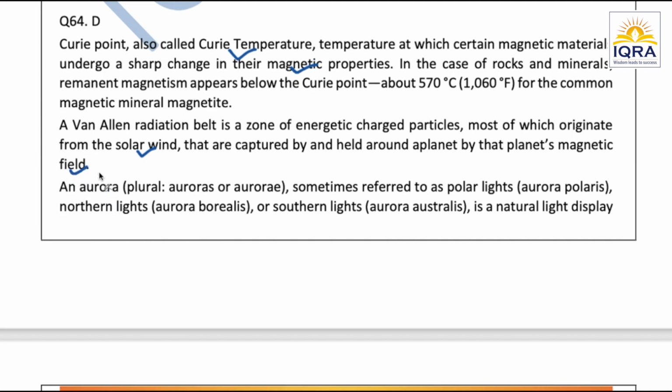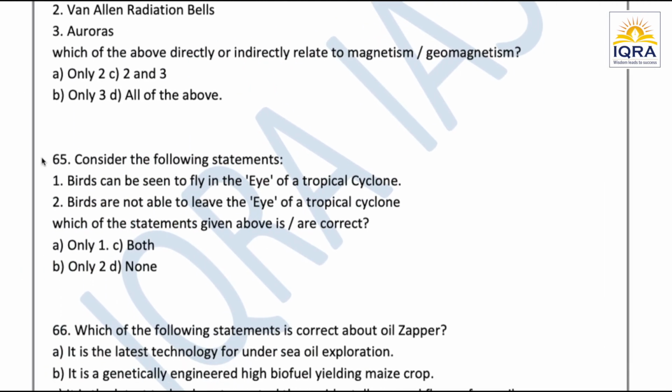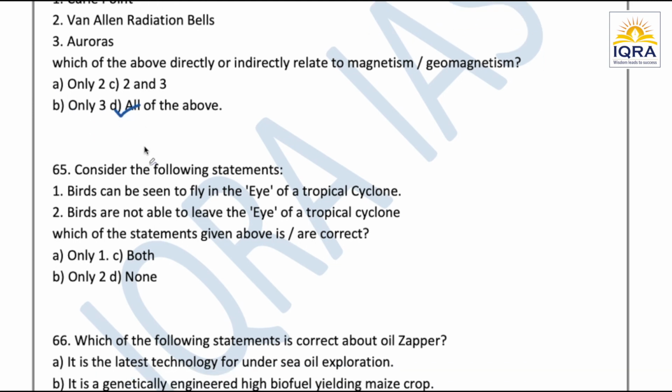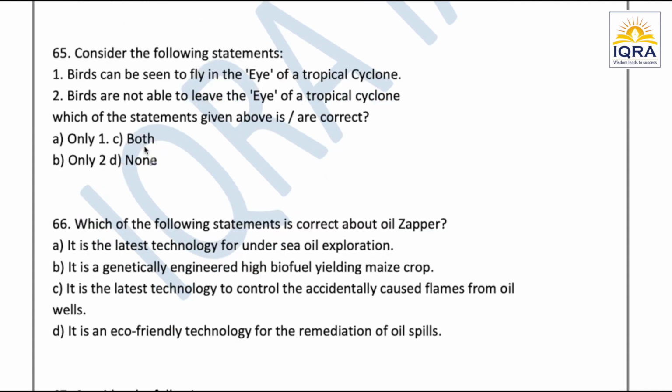And aurora, we have dealt with this in detail in question number 1, if you remember. Initially aurora ke baare mein question, then we've dealt with this there only, right? So the answer to this question becomes option D, that is all of the above is correct. Moving on to the next question, question number 65.